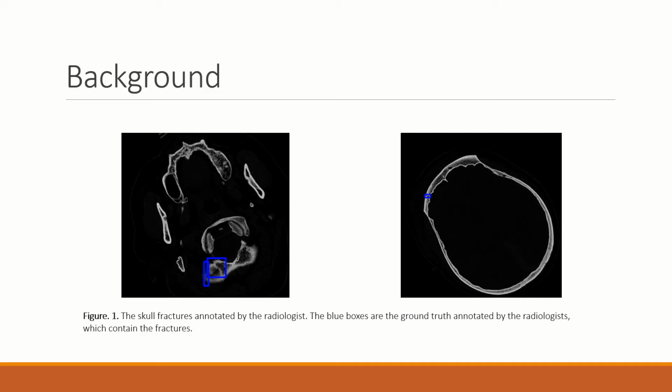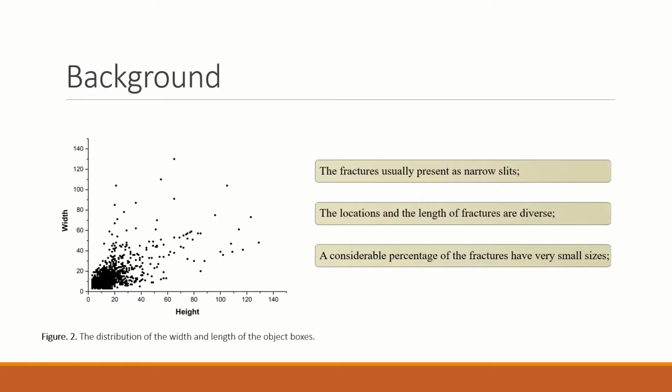As shown in the two CT slices, the fractures usually present as narrow slits. The locations and the lengths of fractures are diverse. And the statistics of annotated boxes in the collected data show that a considerable percentage of the fractures have very small sizes. All this makes it so that previous methods could not achieve a high accuracy.